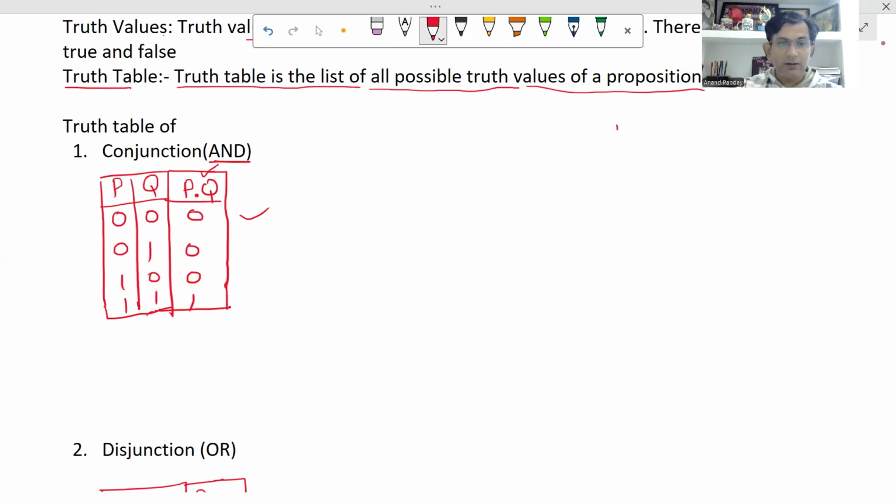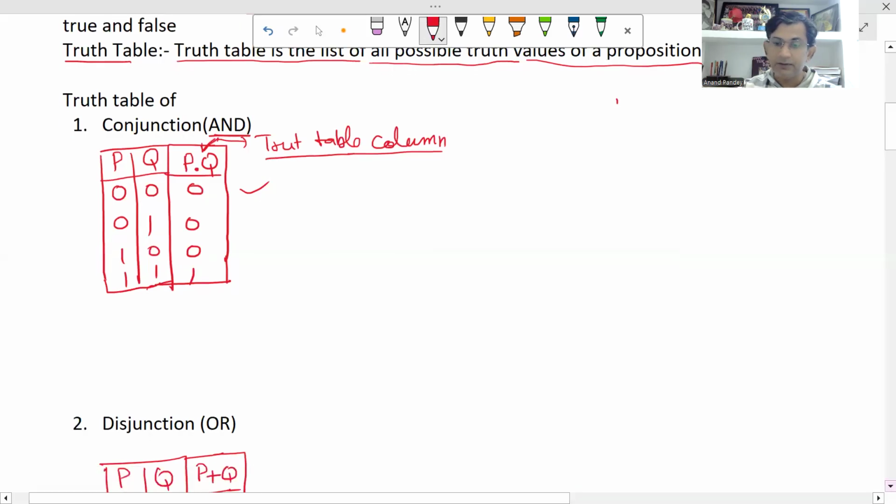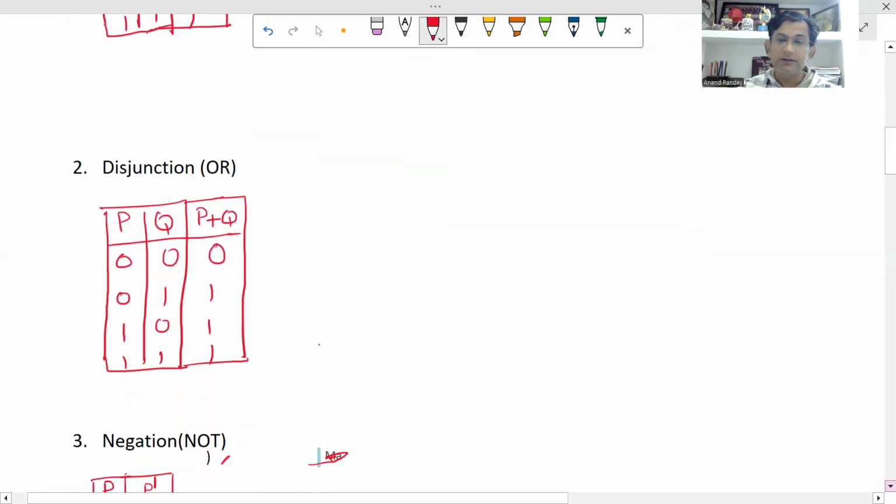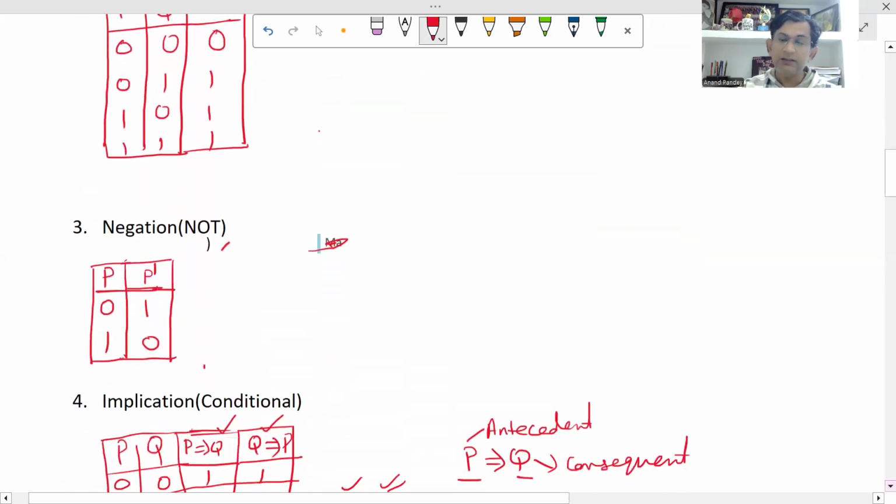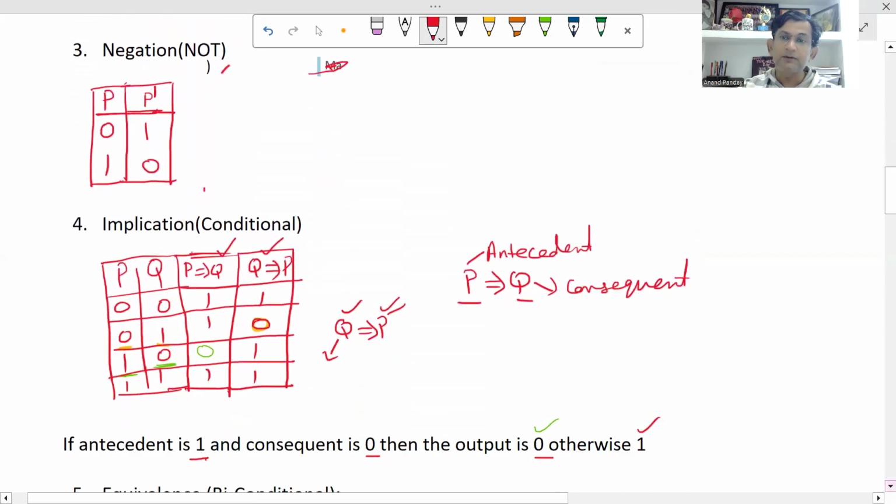The column which has the final result is called the truth table column. Please listen carefully: truth table column. We are not talking about the truth table, we are talking about the truth table column. What is the truth table column? The final column, the last column which has the final result. That is called the truth table column. So you can see the truth table column, the last column of each truth table which you have drawn, has the combination of 0 and 1. So all these propositions are examples of contingency.